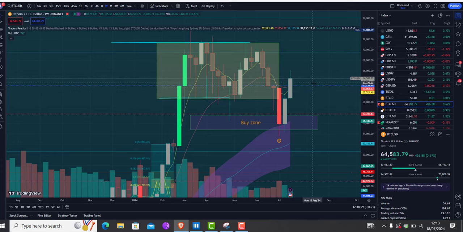If Bitcoin's weekly candle closes above 63,220, then most likely the price will go even higher, okay? Let's take a look at dollar dominance.